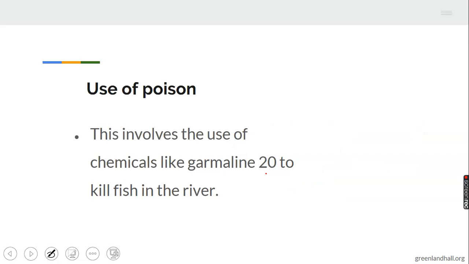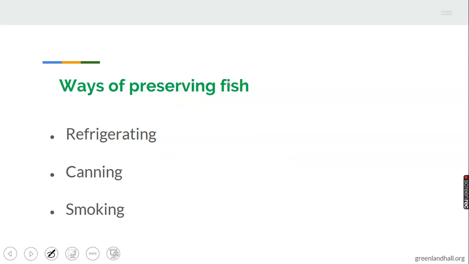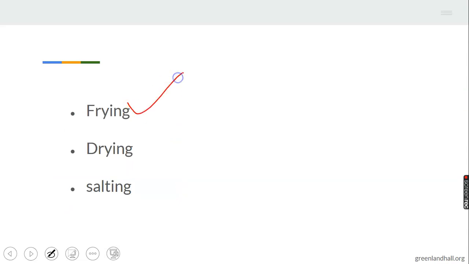Then we have the use of poison, which involves the use of chemicals like gammalin 20 to kill fish in the river. This method is usually not effective because it is poisonous. The water body will not be fit for drinking and for other uses. Then ways of preserving fish: refrigerating, canning, smoking, frying, drying, salting, and so on. These are ways of preserving fish.